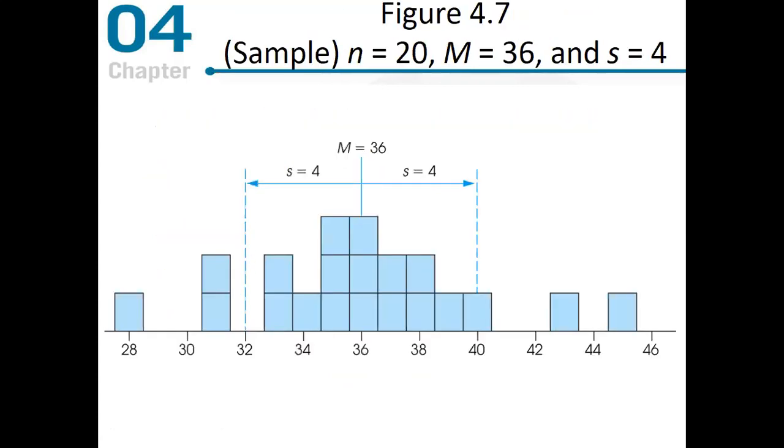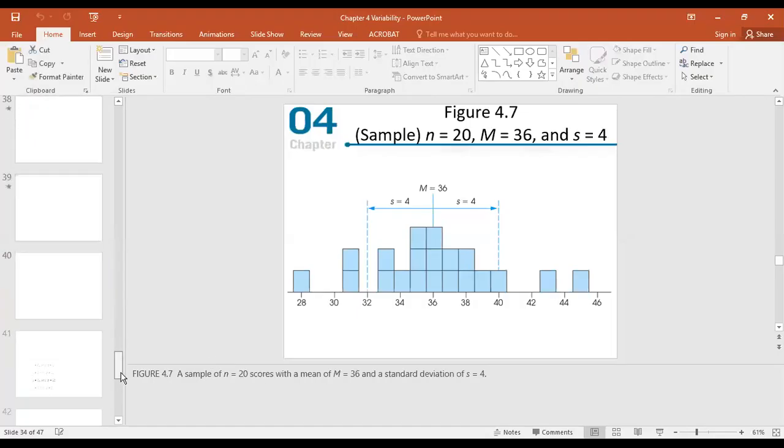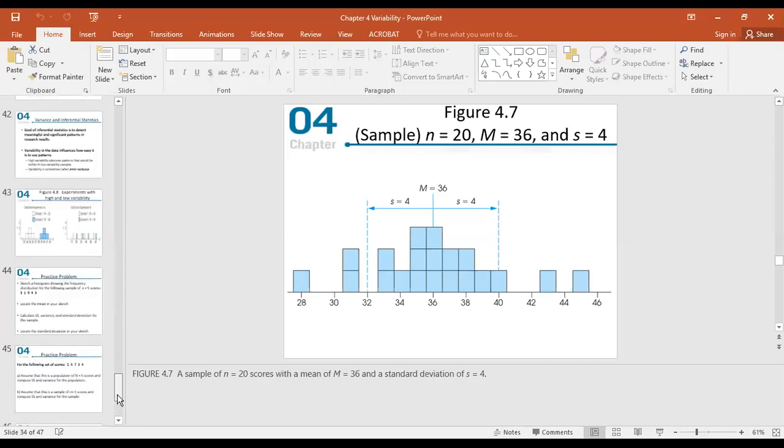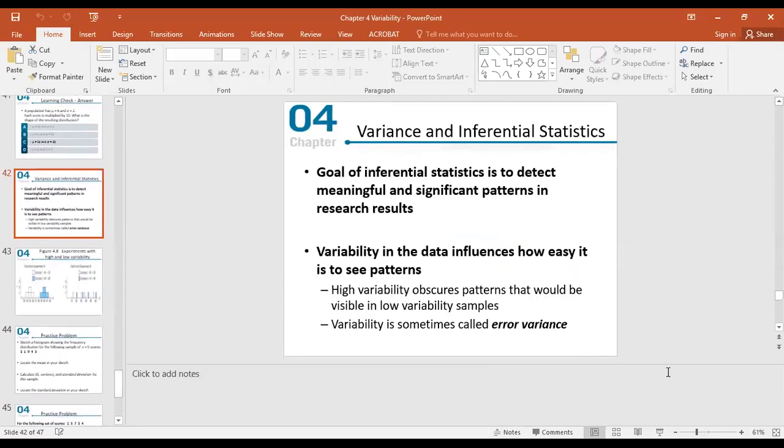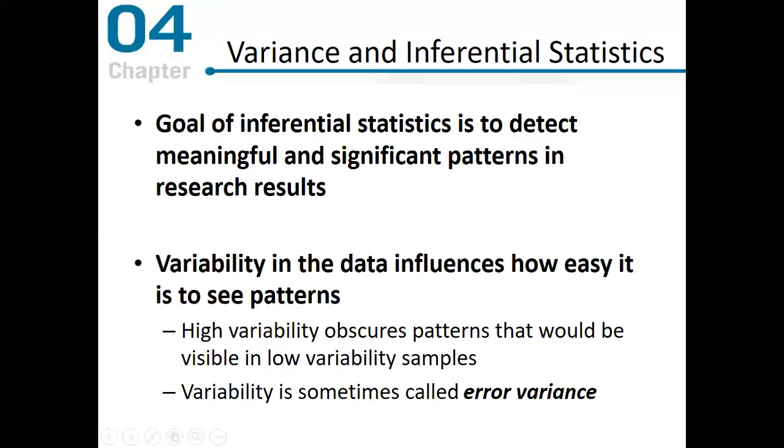Okay. I want to go ahead and wrap up this lecture video with a really important conceptual point. Why do we care about variability in our studies? We care big time because variability has a huge influence on our ability to detect meaningful patterns in our data. The goal of inferential statistics, which we're going to get to shortly, is to find patterns and results in our data. The amount of variability present in the data influences how easy it is to pick up on these patterns.